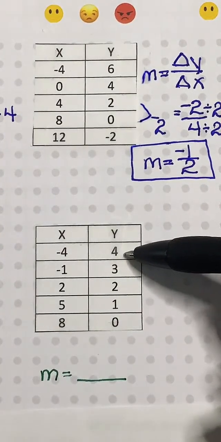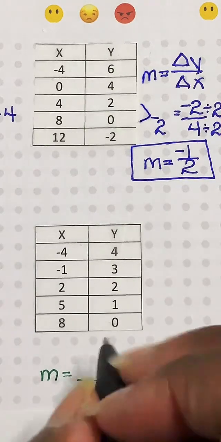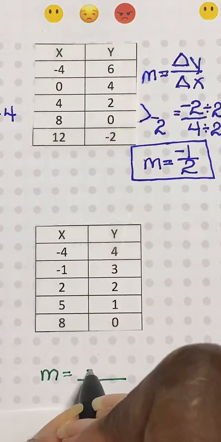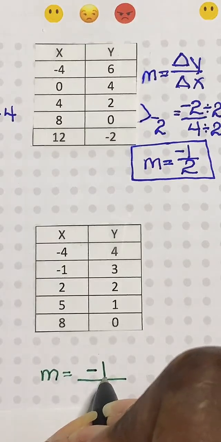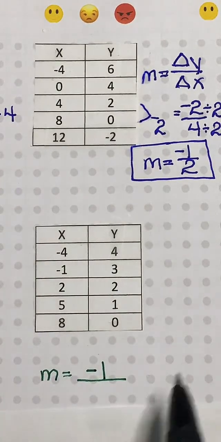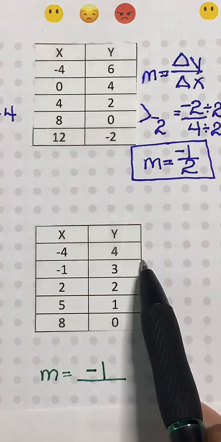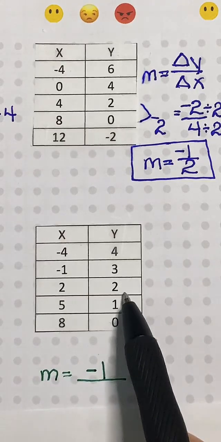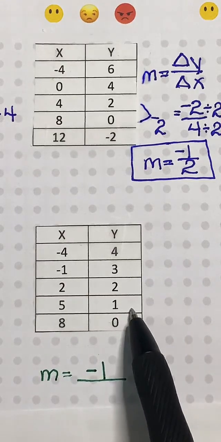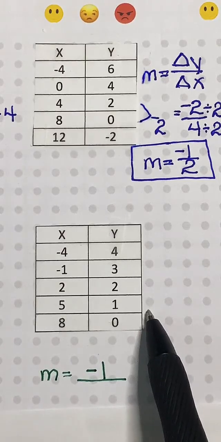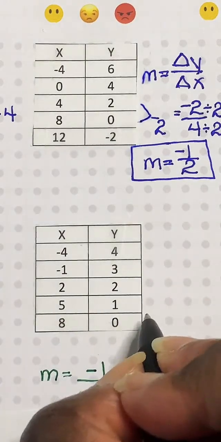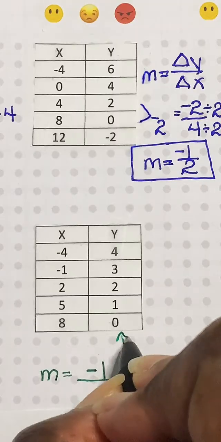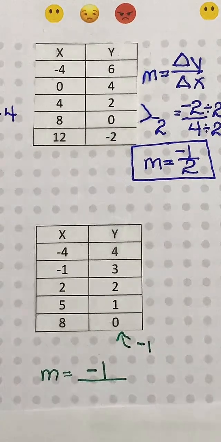So if anything, my y's were going down by 1. Since it's going down 1, it's going to be a -1, because from 4 to 3, we had the -1. 3 to 2, we had to minus 1. 2 to 1, we have to minus 1. Okay? So over here, our pattern is going to be minus 1.